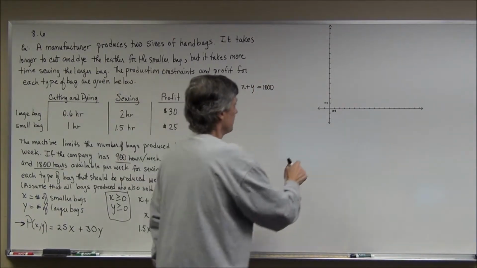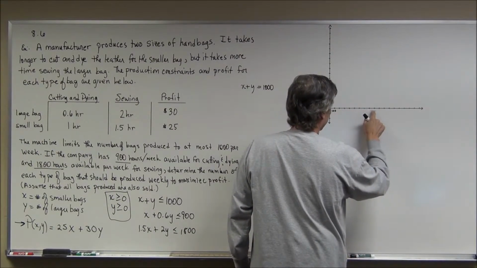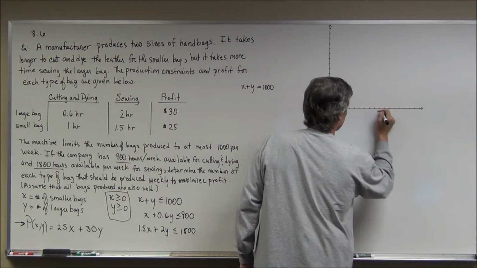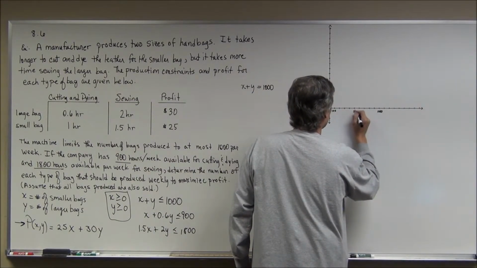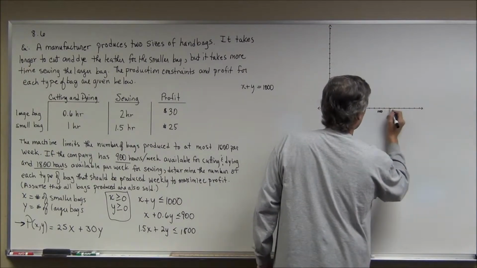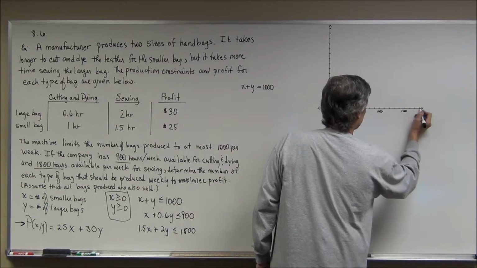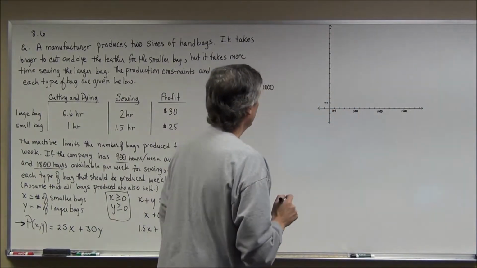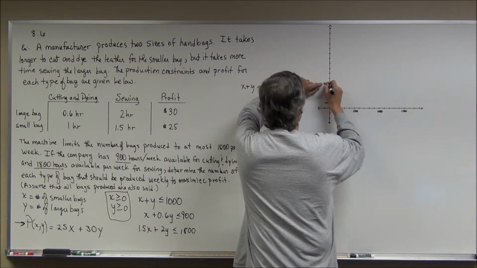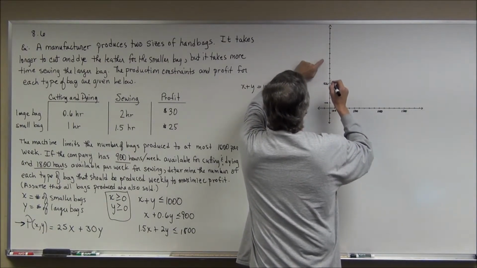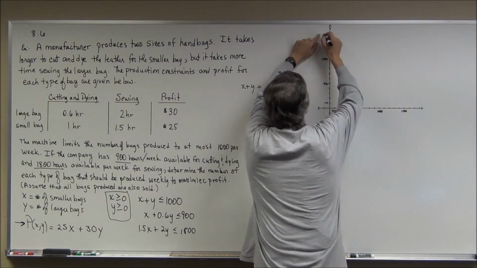Alright, so let's see. If this is 100, 2, 3, 4, 5, 6, 7, 8, 9, 10, this would be 1,000. This would be 1, 2, 3, 4, this would be 500. 11, 12, 13, 14, this would be 1,500. 16, 17, 18, goes up to 1,800 that way. And 2, 3, 4, 500 here. 6, 7, 8, 9, 10, 1,000 here. 11, 12, 13, 14, 1,500 here.